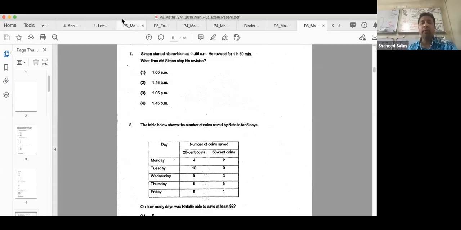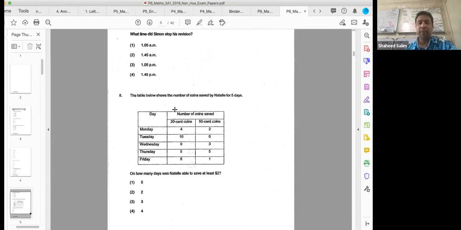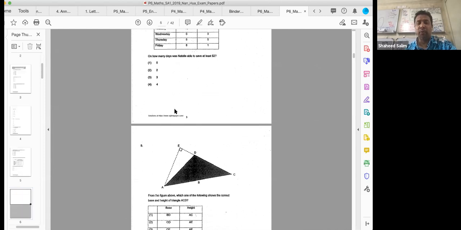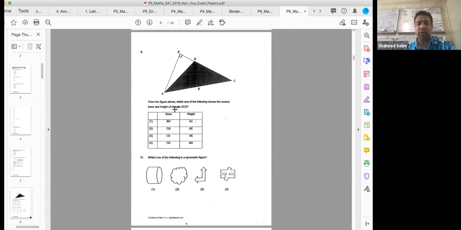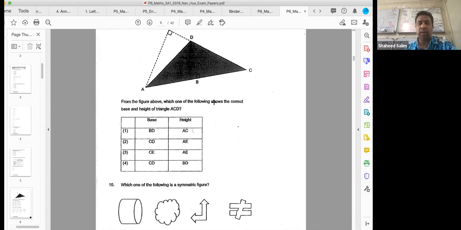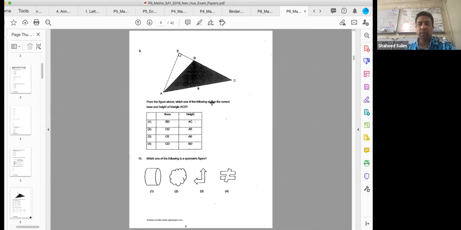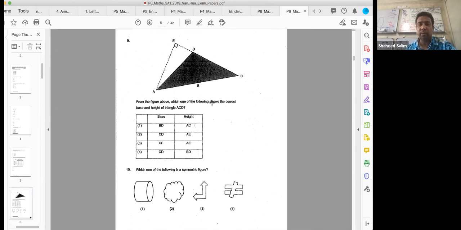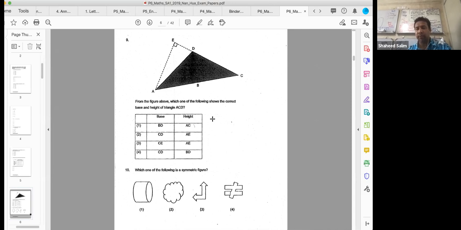All right, here we go. Let's try question number 8. We move on because Zahin has finished already. So let us try this one. You all learned about symmetric figures last year, yes? So you can do this one. This is question number 9.